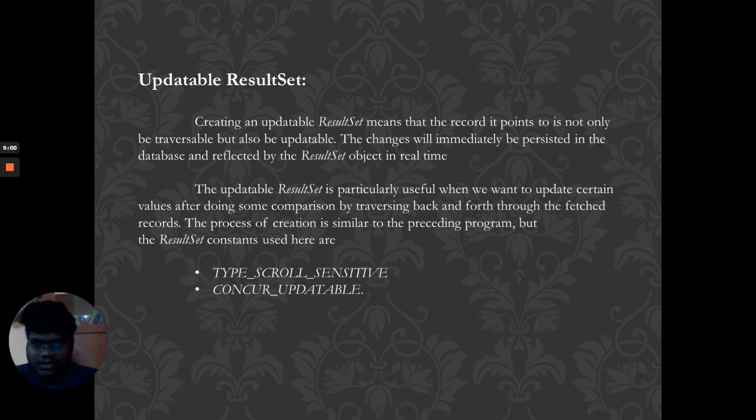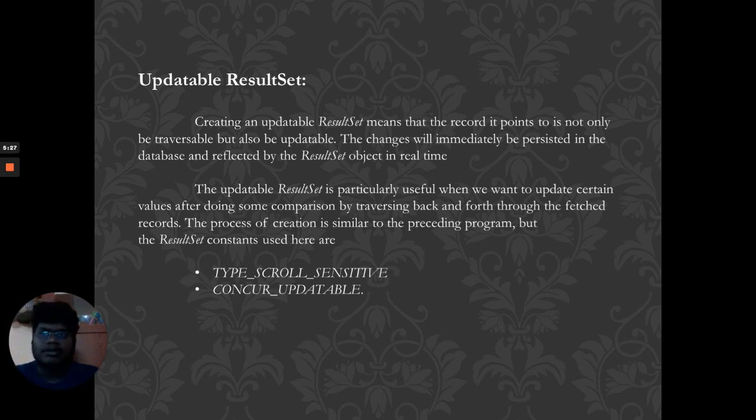So the process of creation is similar to the scrollable result set, but the result set constants used here are different from the scrollable result set constants. Here we have two constants which we use. One is TYPE_SCROLL_SENSITIVE, which means we can traverse front and back, and it is also sensitive to the changes which we want to make to the result set.